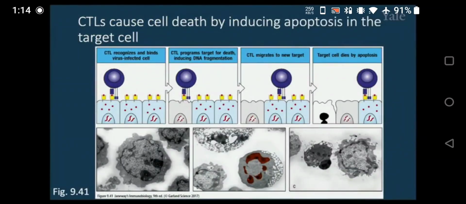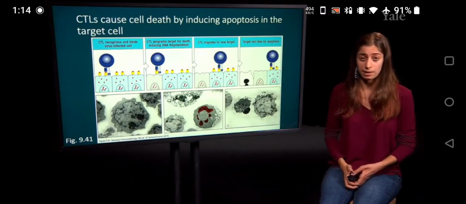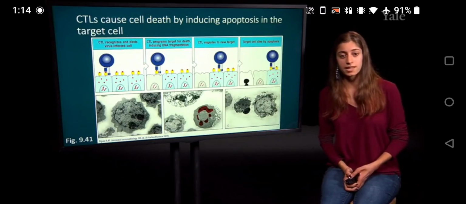So you can see here, the CTL is recognizing and binding a virally infected cell. It creates a small specific place for the release of cytotoxic molecules like the granzymes we talked about. It'll then program that infected cell for cell death by inducing DNA fragmentation. Once that cell is ready for cell death, the cytotoxic lymphocyte will move on and find another infected cell, while the first target cell is dying via apoptosis. So how does the CTL actually induce apoptosis? We're going to walk through that together on the next slide.